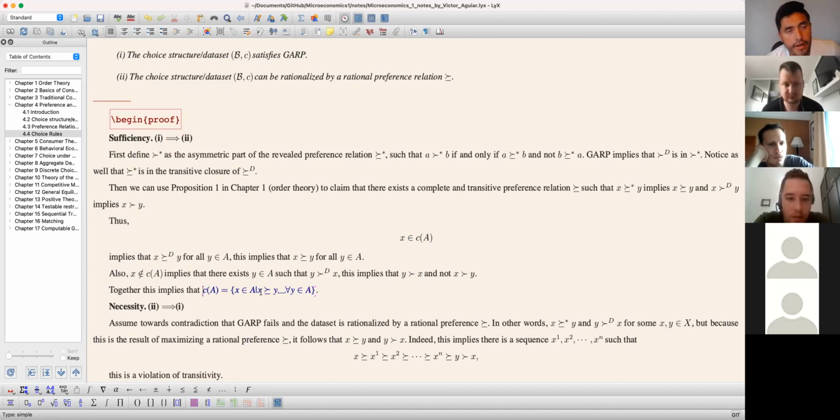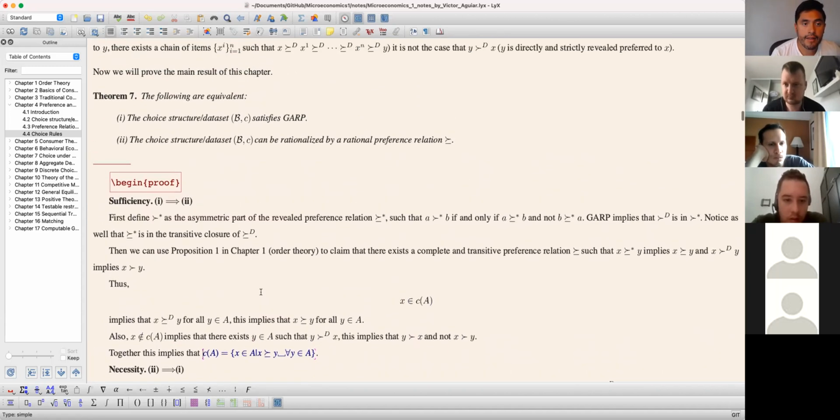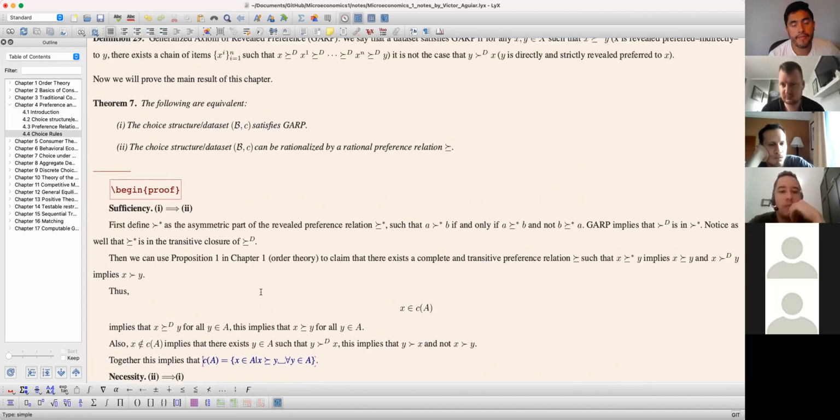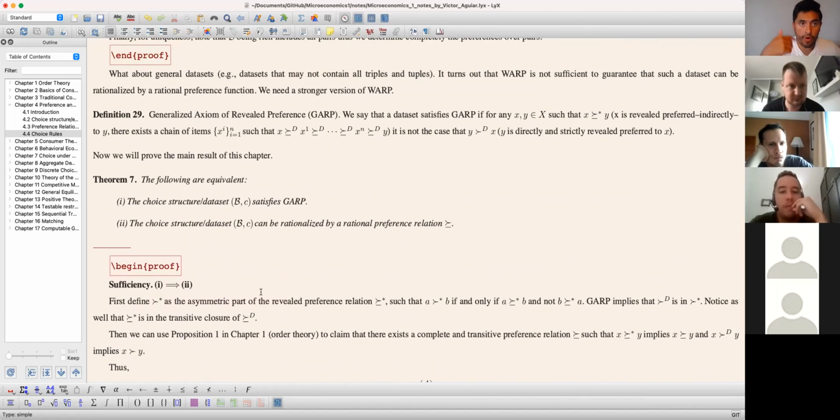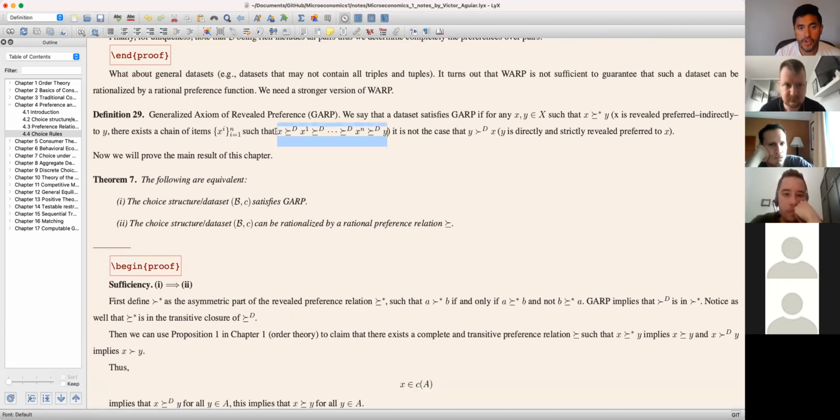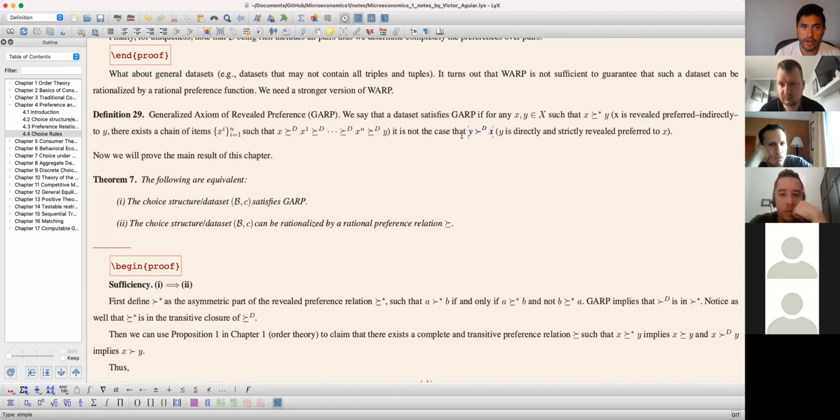Now, the proof here is coming from the fact that we can take an acyclic preference relation and we can complete it. In order to unpack this proof, I want you to do the following. First of all, notice the definition of the generalized axiom of revealed preference. This is an acyclicity condition. I'm taking a chain from X to Y, and then I'm assuming that Y cannot be strictly related to X. So this is a special case of acyclicity. In particular, there is no loop here. Do you agree with that?